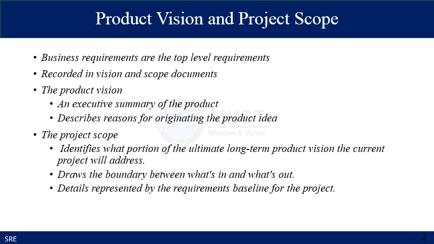So in short, the product vision defines the ultimate goal of your product, that is, what you want to achieve as a business objective or the reasons behind your product idea. And the project scope defines what can be catered inside the product using the project management lifecycle. And it also defines the measures to achieve the product vision.